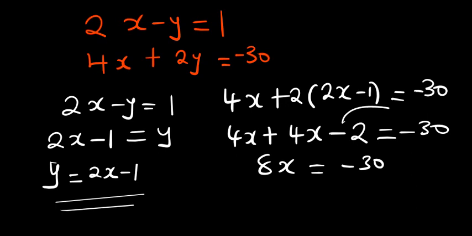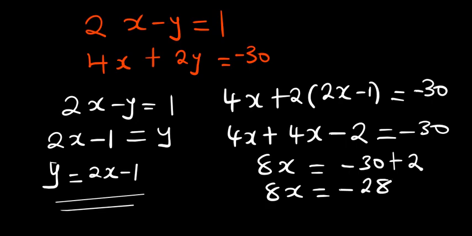I'm going to take the negative 2 to the other side. It's going to become positive 2. Then from here, I'm going to have 8x is equal to negative 30 plus 2, that is negative 28. Then I divide by 8 on both sides. Therefore my x will be equal to negative 28 over 8. Okay, I can leave it there, it's still fine. I found my x to be negative 28 over 8.